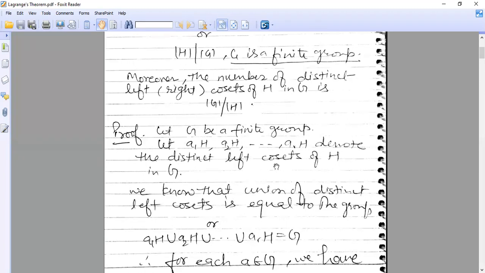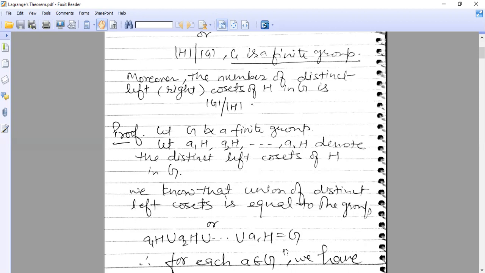And we know that the union of distinct left cosets is equal to the group. So A1H union A2H union A3H and so on, union ARH, is equal to your group G. These two sides are equal, that means the order of the left hand side is equal to the order of the right hand side. That means order of A1H union A2H union ... union ARH is equal to order of G. If we break that, it will be equal to order of A1H plus order of A2H plus order of A3H and so on plus order of ARH.